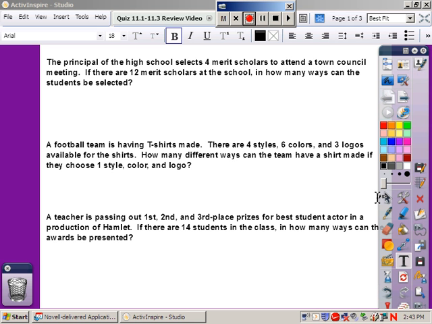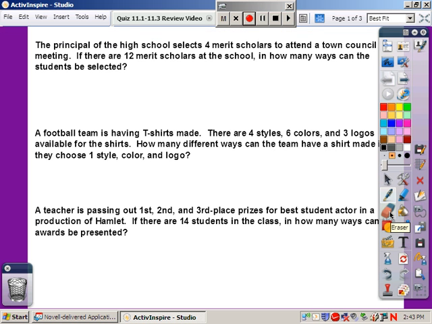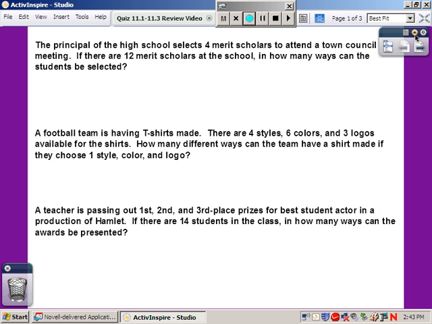All right, we're ready for the review for the probability quiz on 11.1 through 11.3. The first section really doesn't deal with probability, it just deals with total possible outcomes. So if you read through the first problem, it says, the principal of the high school selects 4 merit scholars to attend a town council meeting. There are 12 merit scholars at the school, and how many ways can the students be selected?